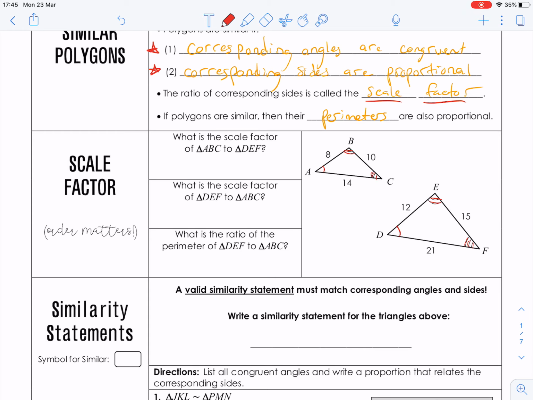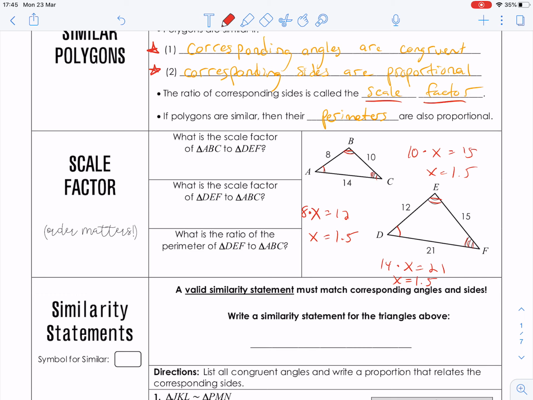So what do we have to multiply 8 by to give us 12? So 8 times what gives us 12? X would be 1.5. And then we do it over here. 10 times what gives us 15? 1.5. And then let's do it over here. 14 times what gives us 21? 1.5. So what do you think our scale factor is?